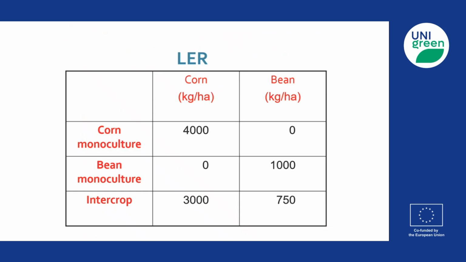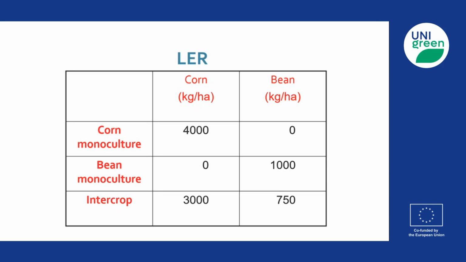And this is the other indicator that is very important, the land equivalent ratio. It explains why the polyculture overyields, as I was explaining before. For example, this is the yield of corn in a monoculture, 4,000 kilos per hectare. And beans in a monoculture is 1,000 kilos per hectare. But in a polyculture, corn has 3,000 kilos and beans 750. You just look at the table, you think that is very bad. The numbers are high.